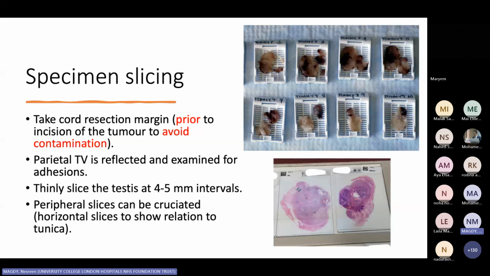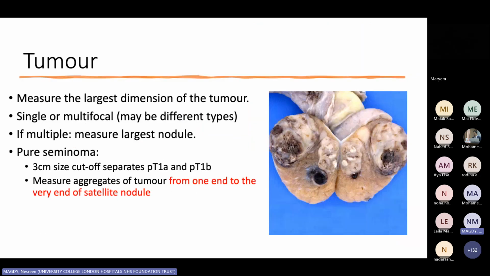And then we open or reflect the tunica vaginalis to examine for any adhesions, which may suggest that there is invasion. Then we thinly slice the testis at 4 to 5 millimeter intervals, and the peripheral slices of the testis can be crocheted, which means slicing the peripheral slices horizontally to better show the relation of the tumor to the surrounding tunica.